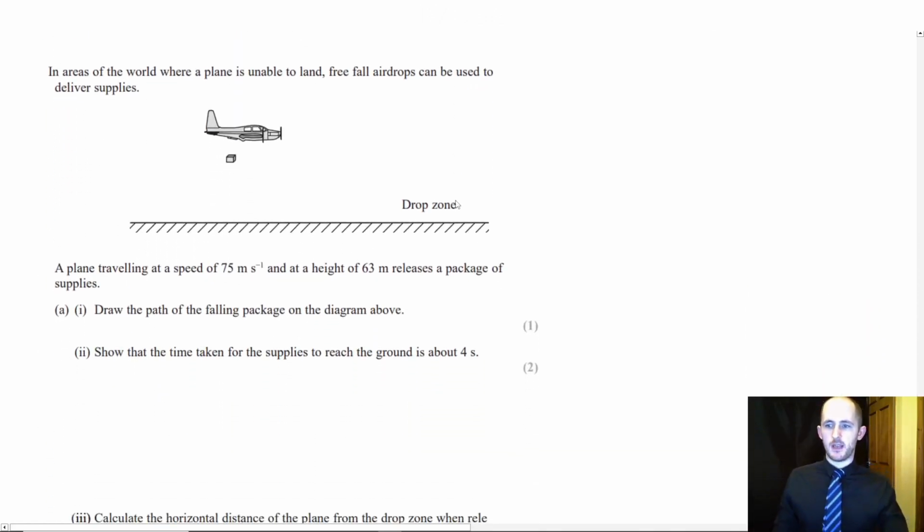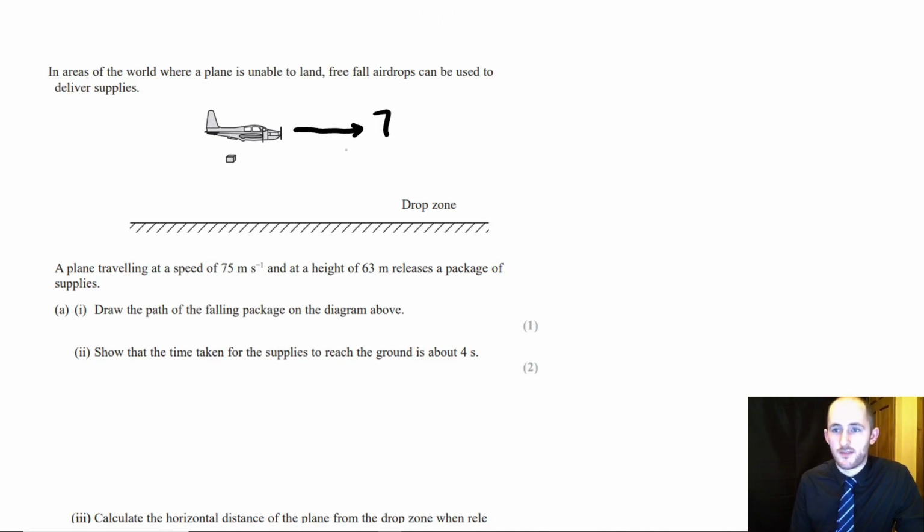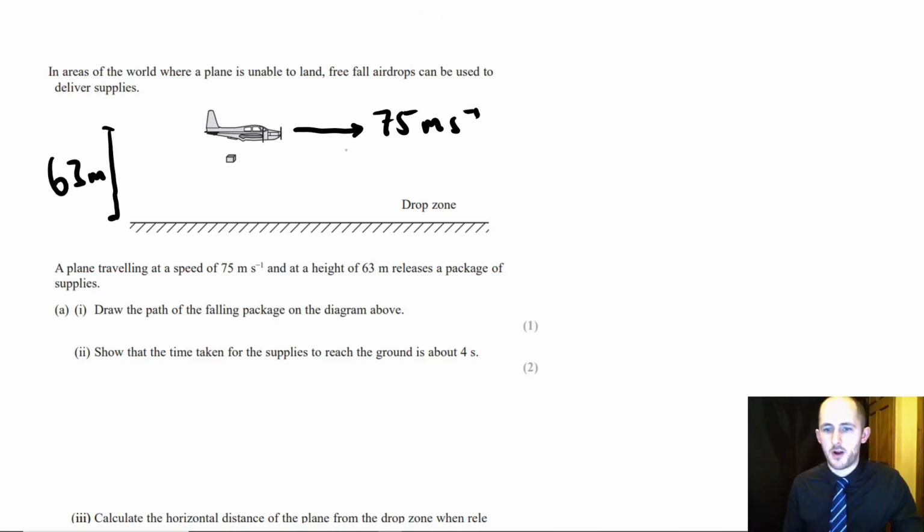Perfect. Next question. In areas of the world where a plane is unable to land, free-fall airdrops can be used to deliver supplies. So a plane is travelling at 75 meters per second and at a height of 63 meters. I actually like to draw on the diagram itself. So it's travelling horizontally, right? It's not a rocket, it's not going straight up. And again, the height is 63 meters. Draw the path of the falling package.